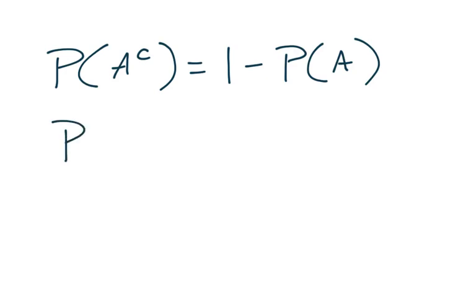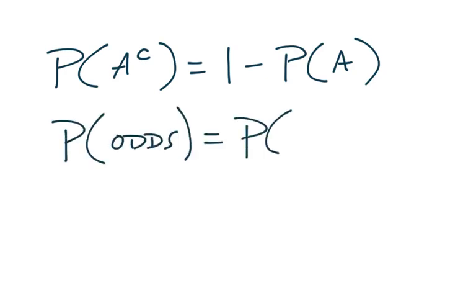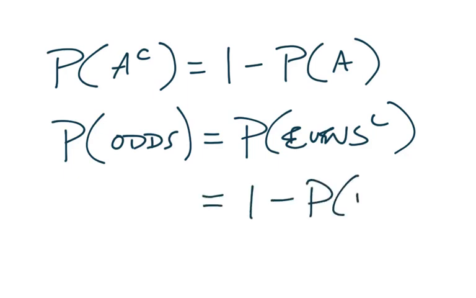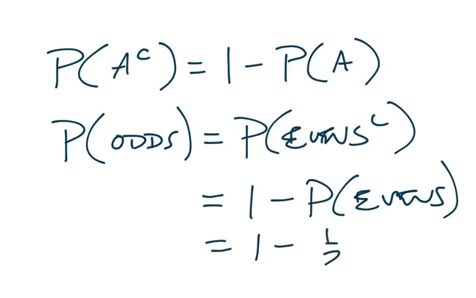All right, so for instance, probability of odds is probability of the complement of evens, because everything that's not even must be odd. And this is going to be 1 minus the probability of evens. We know the probability of evens is 1/2. So this is also 1/2. There you go. Quick proof.